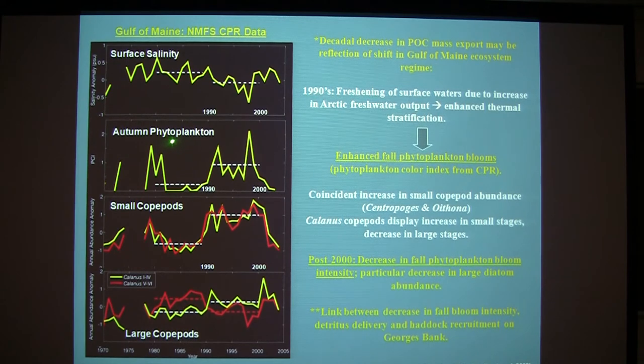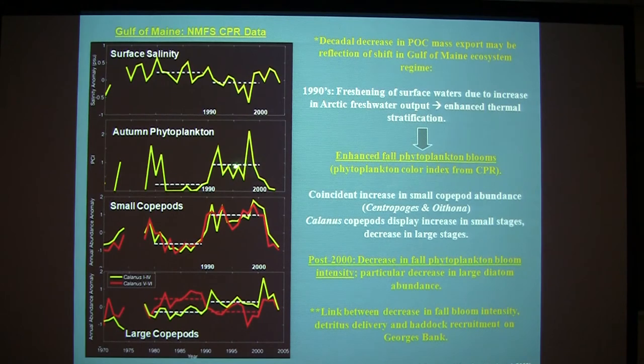2005: salinity, autumn, and the strength of the autumn plankton bloom. There's a way that they look at that with a color index on a continuous plankton recorder. But just look at the relative heights of these plots in the 90s and then after 2000. Starting with the salinity and moving down, we have a clear freshening going on in the Gulf of Maine. This is Gulf of Maine wide, in the surface waters, and we had quite a big drop in 1995. This is believed to be due to increased Arctic melt and input, but overall temperatures are actually getting warmer, while in the surface waters we see quite a decrease in salinity.